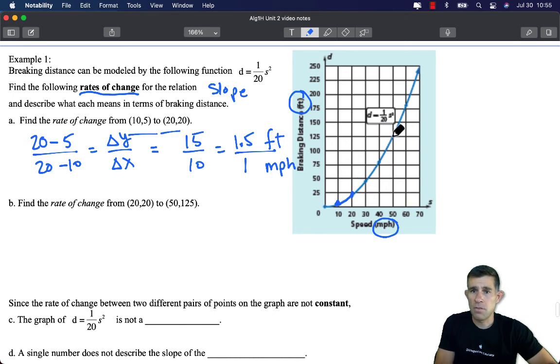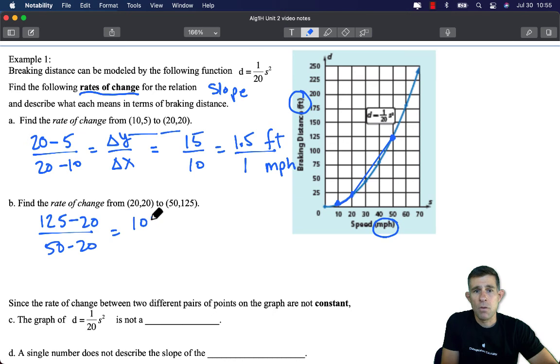Next up, we're going to find the rate of change from the point 20, 20 now to 50, 125. So here is the point 50, 125. We are now looking at the rate of change, or the slope, between these 2 points. So following the same format here, we're going to take the difference in our y values, 125 minus 20, and divide that by 50 minus 20. All right, that's going to give us 105 over 30. Now, that's going to reduce to 3.5. And again, keep in mind my units, I have feet per 1 mile per hour.